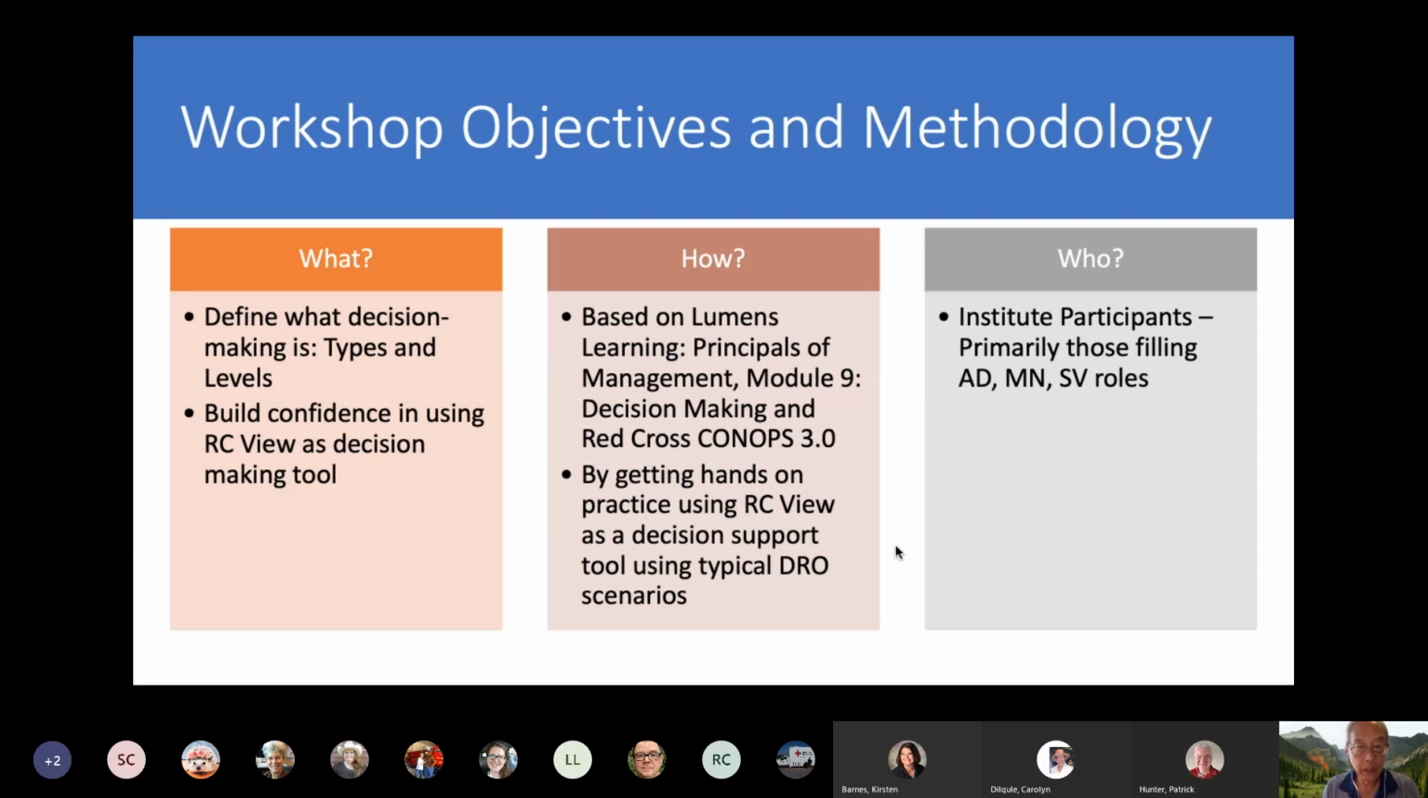Also, I'll talk about the common operating picture, which is discussed in the ConOps 3.0. And I think there might have been some classes, or if not, some sort of overview of the ConOps 3.0. So this all fits within the ConOps concept developed by the Red Cross. And also, by getting some hands-on practice with RCView with these typical scenarios, you'll feel more comfortable in using the tool.